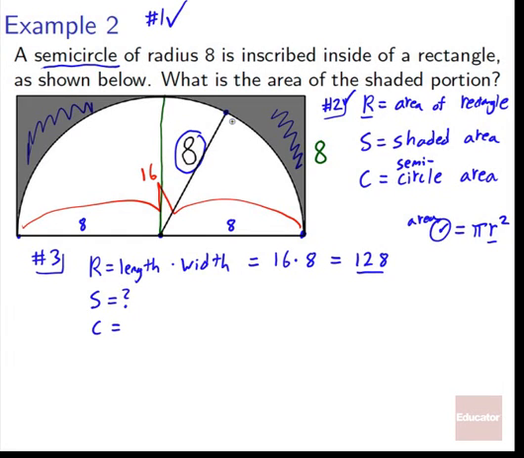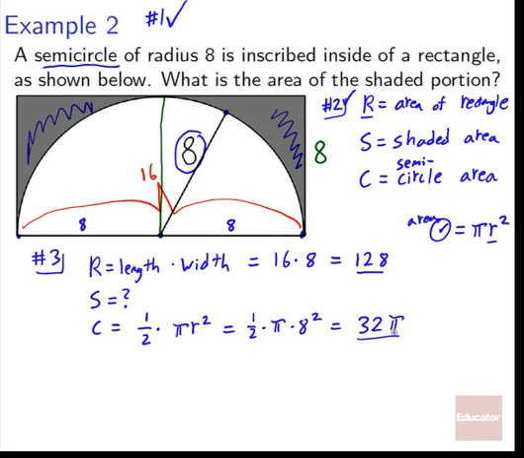Center of circle out. Now there's one difference between the area of a circle and the area of our semicircle. What's a semicircle? It's half of a circle. So it is 1/2 times pi r squared. So 1/2 times pi times 8 squared. 8 squared is 64, so that gets us 32 pi. Now, that's two pieces of information, right? We know R equals 128, we know C equals 32 pi, but we're still looking for this other thing, right?